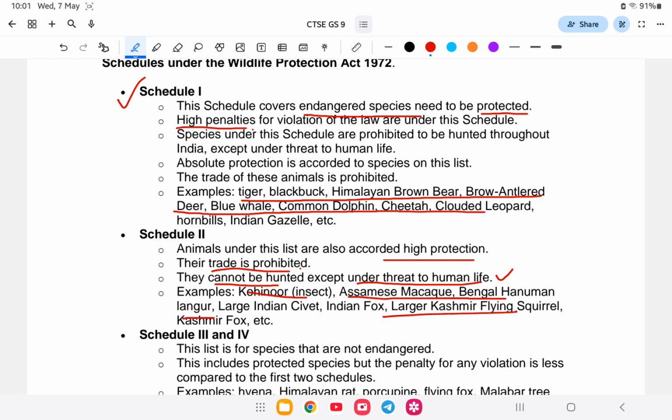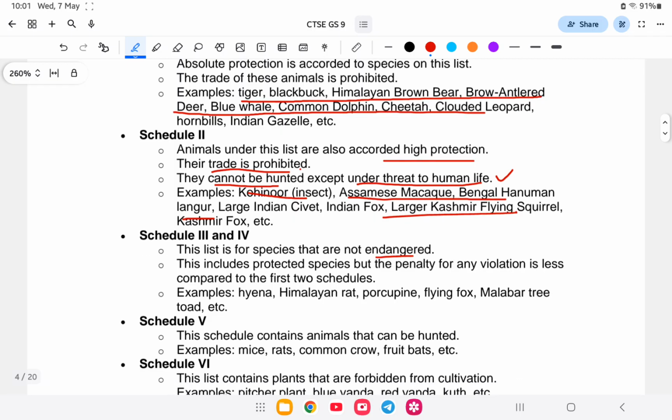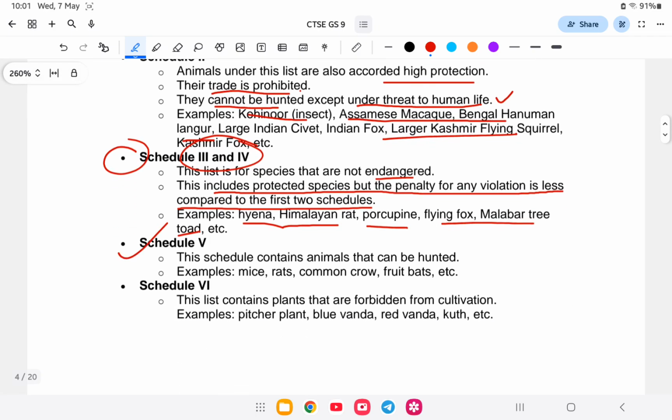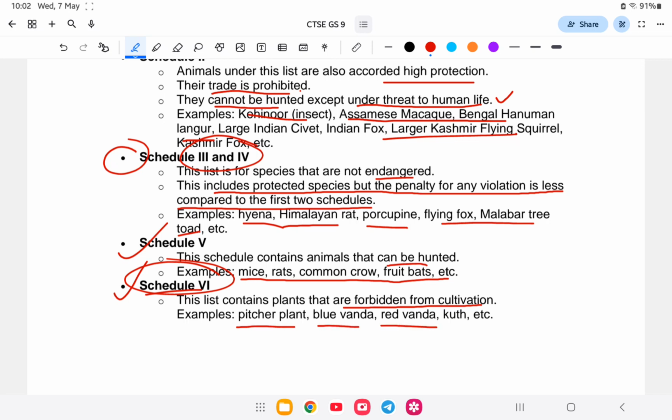Schedules 3 and 4 are not endangered, and include protected species, but the penalty for any violation is less compared to the first two schedules, that is, the punishment is less severe than for 1 and 2. For example hyena, Himalayan red porcupine, Malabar tree toad. Schedule 5 species can be hunted, for example mice, rats, common crow, fruit bats, etc. Schedule 6 is forbidden from cultivation. These are plants that are cultivated, for example pitcher plant, blue vanda, red vanda, kuth, etc. So let us go to the next question.